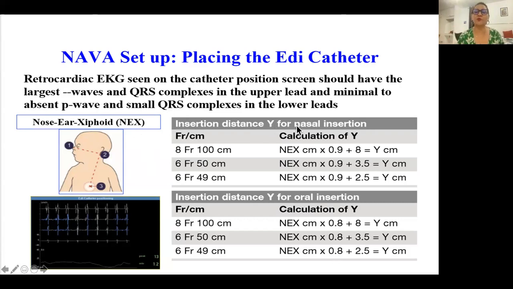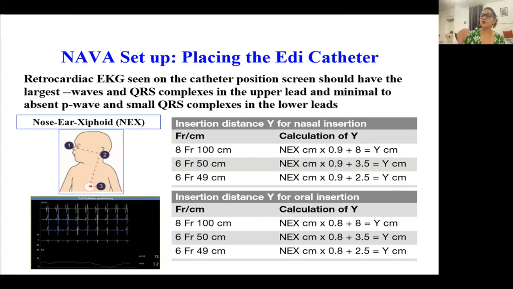If you are doing a nasal insertion, the NEX you have measured is multiplied by 0.9, and NEX into 0.8 is for your oral insertion. This is constant. But what you add would be different for different French catheters. For an 8 French catheter of 100 centimeter, you will add 8. For a 6 French catheter of 50 centimeter, you will add 3.5. And for 49 centimeter, you will add 2.5. This will be the length of insertion to begin with.